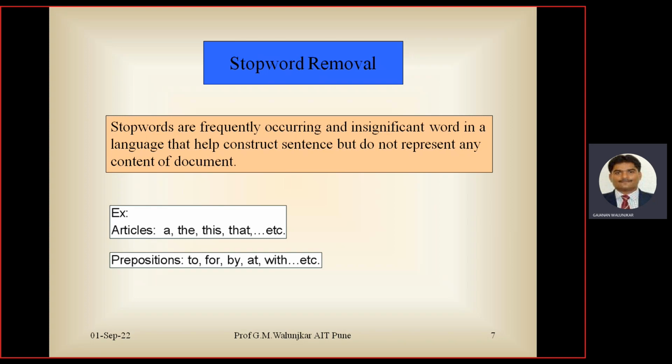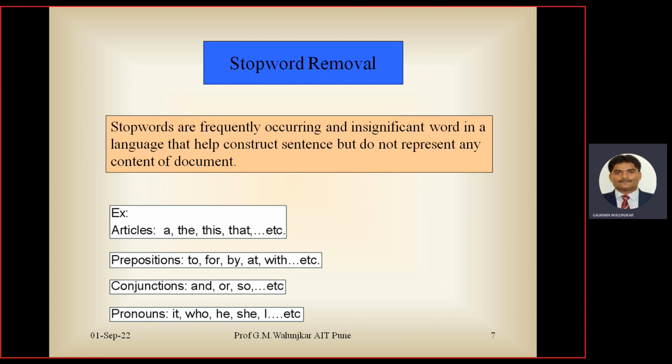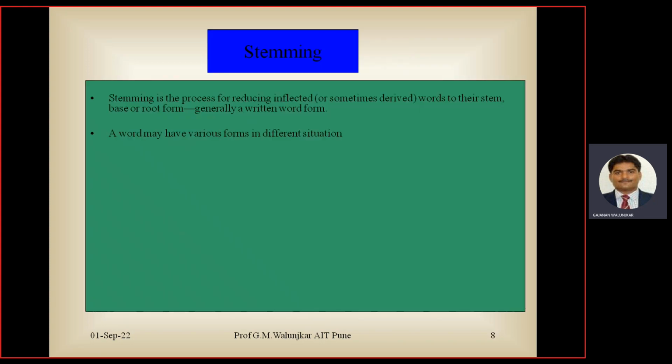Words like to, for, by, at, with are another set of stop words. The conjunctions like and, or, so are again called stop words. Pronouns like he, who, she also come under stop words. So your duty is to remove those stop words. There is a vocabulary of stop words that you are supposed to maintain. The next topic is stemming.